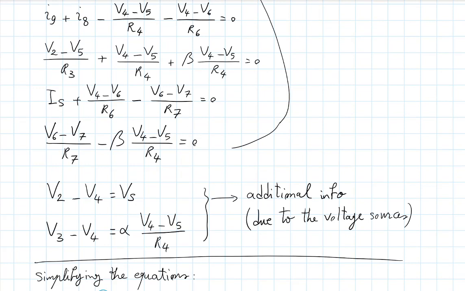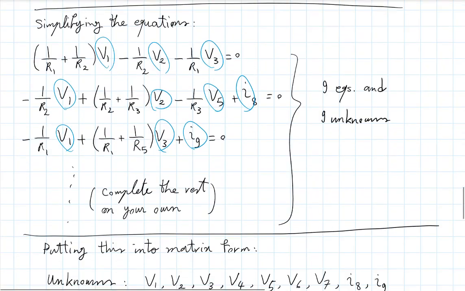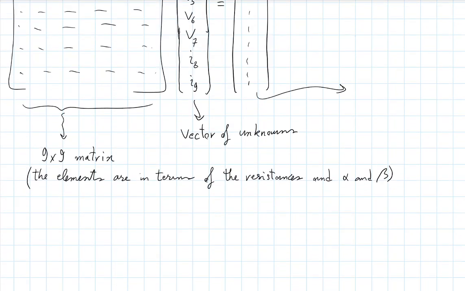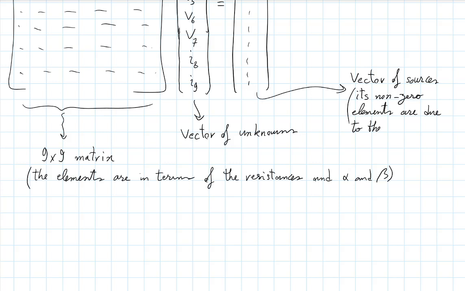v sub s. Okay, and these are actually what make it so that the variables in the circuit are not all 0, because if you had no source, there would be no voltage or current anyway, or everything would be 0. So ultimately, the right hand side of the equation, which is this vector with 9 rows also, will have a bunch of zeros, but some non-zero elements that depend on the sources. So this is, you might say, the vector of sources. So its non-zero elements are due to the independent sources.